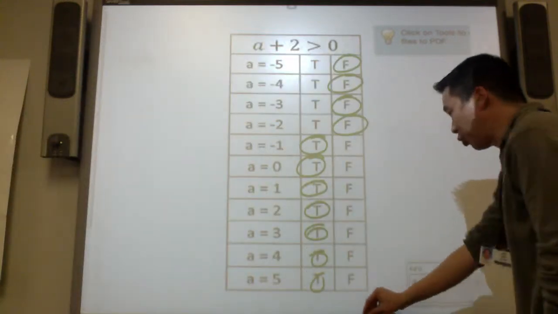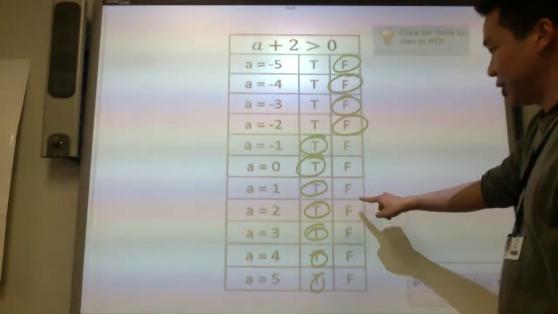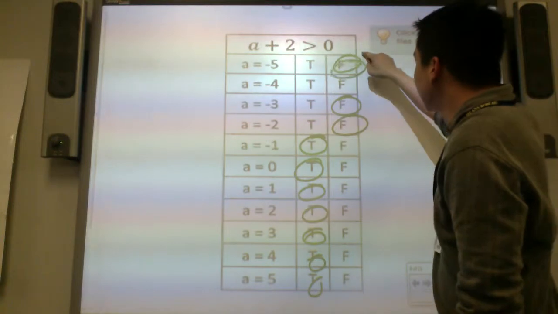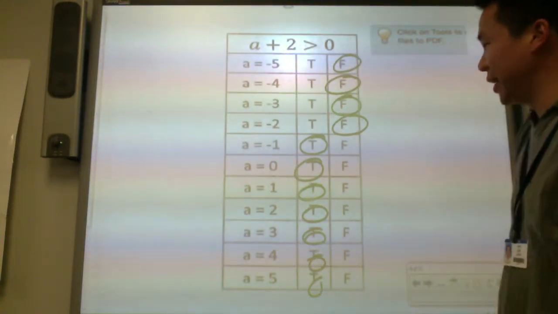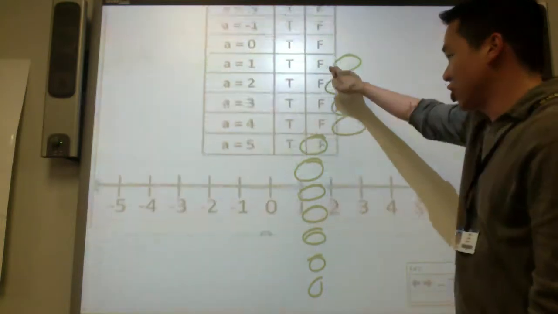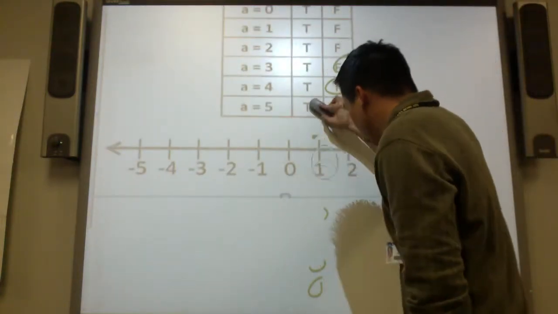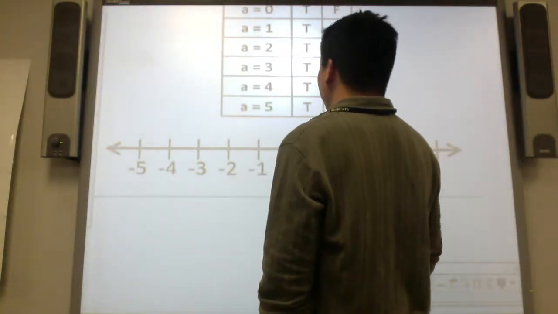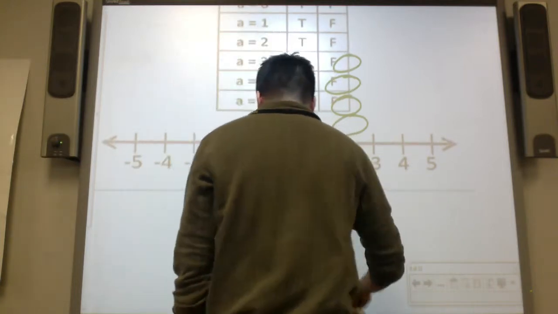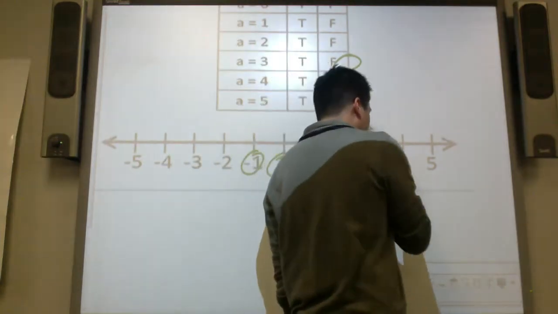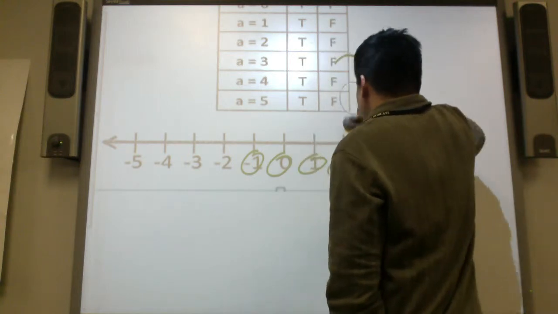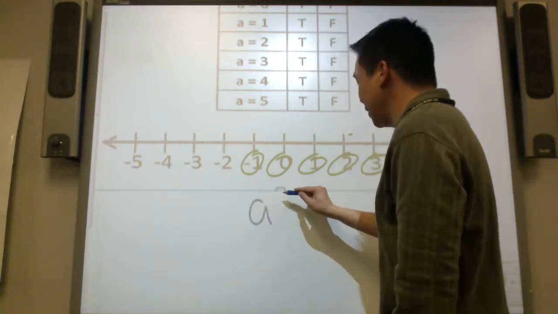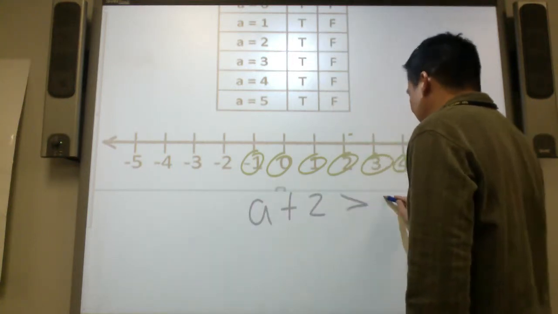So let's go look at our graph now. Anyway, so let's see. True is negative 1 to 5. So here's our graph. So the true was negative 1, 0, 1, 2, 3, 4, 5. All those were true statements. They all had a T circle to it. The equation again was a plus 2 is greater than 0.